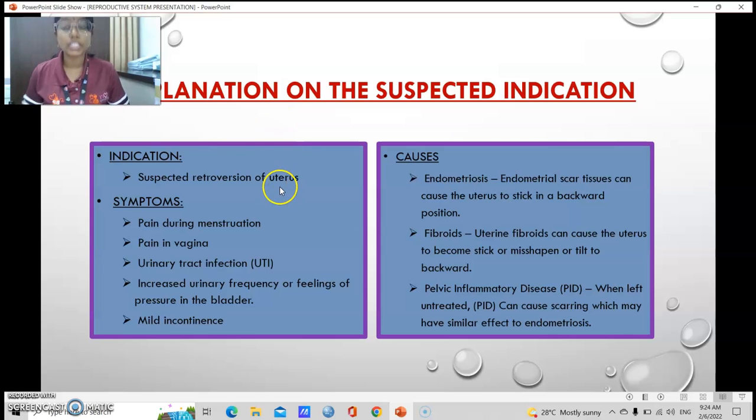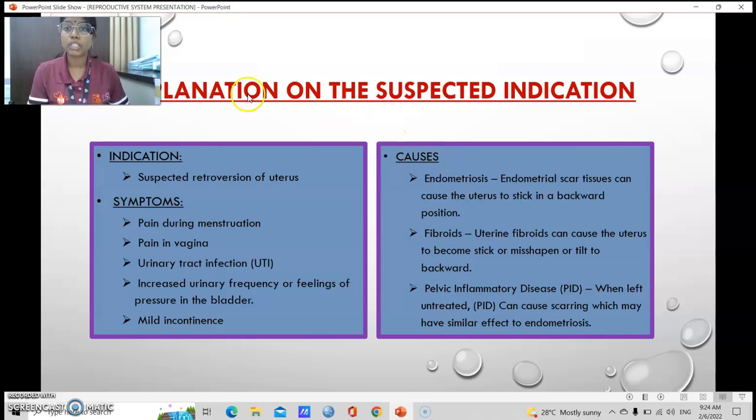Explanation on the suspected indication. Indication: suspected retroversion of uterus. Symptoms: the patient has pain during menstruation, pain in the vagina, urinary tract infection, UTI, that means increased urinary frequency, feelings of pressure in the bladder, and mild incontinence.